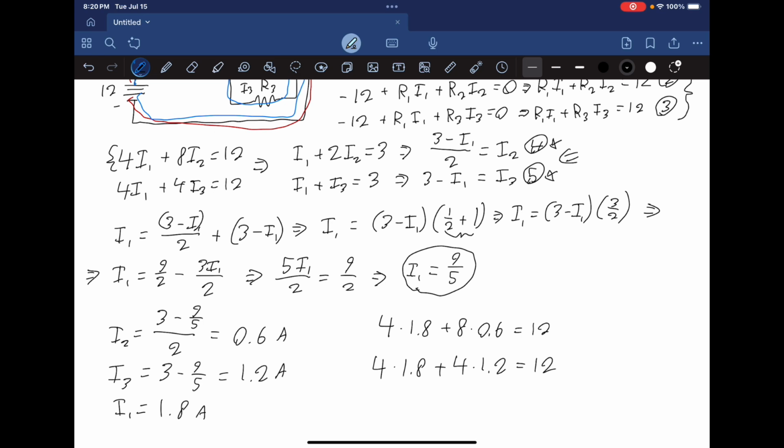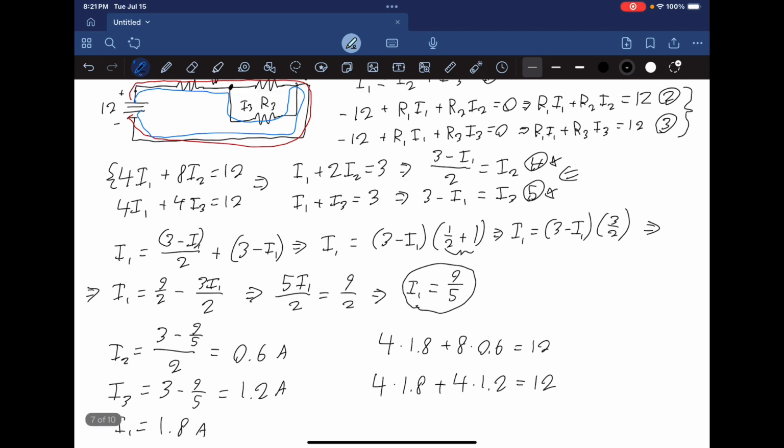So all of these currents that we found satisfy Kirchhoff's voltage law. And that's just a nice way to double check. Like if you're doing an exam, you can double check to make sure that you did your math correctly. And that's the end of this problem.